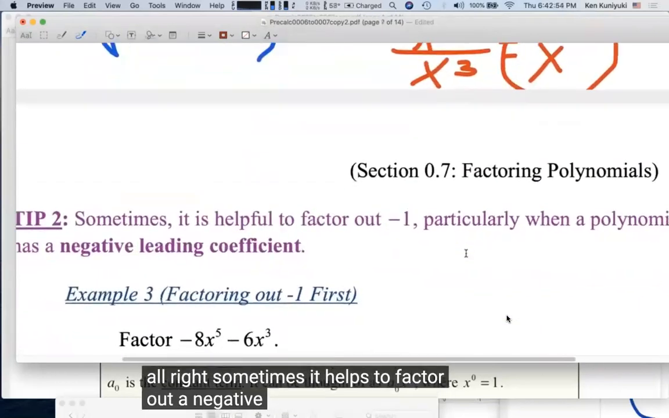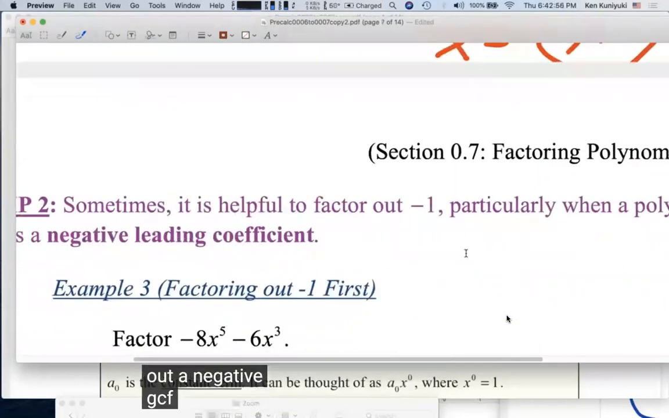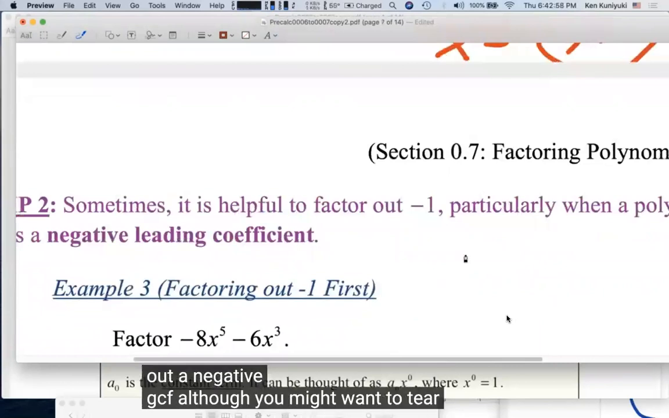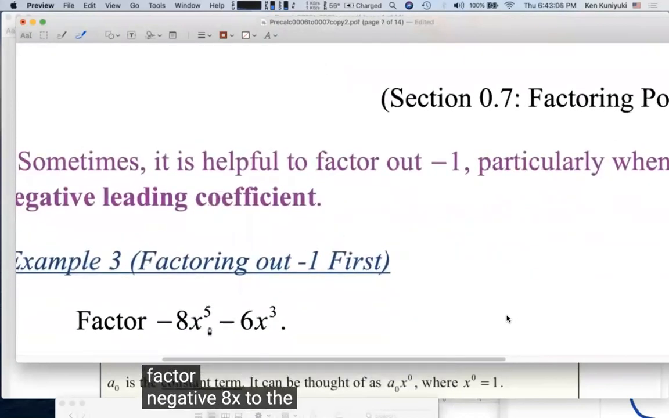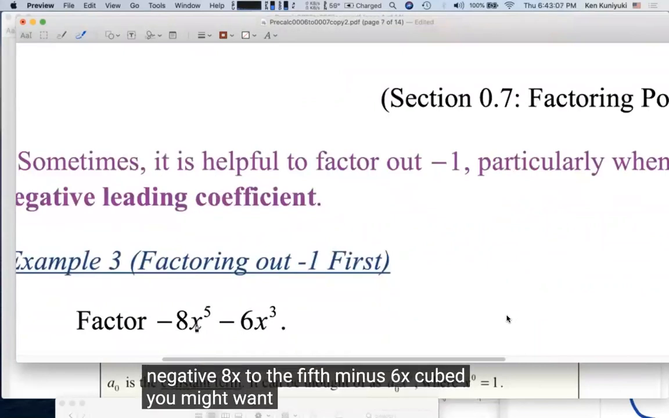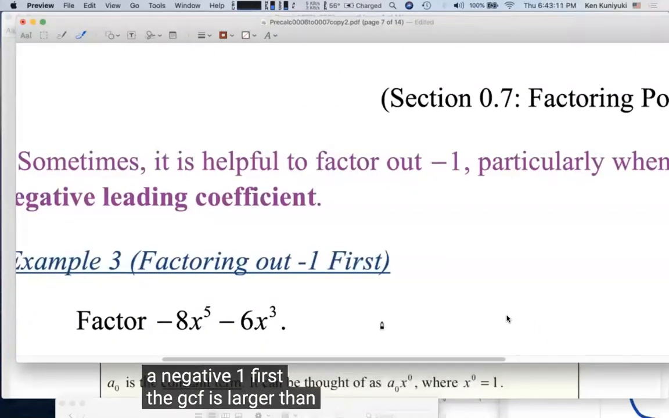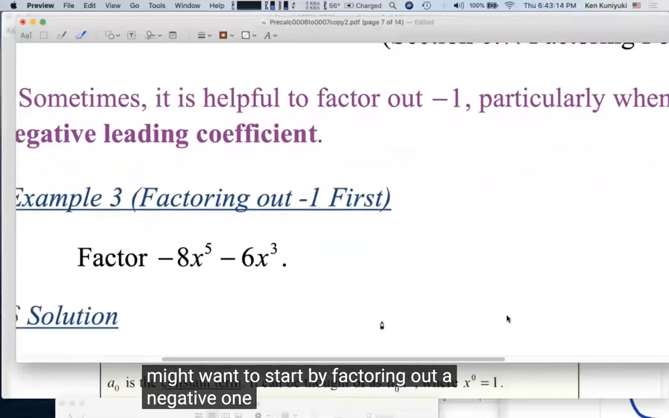Sometimes it helps to factor out a negative GCF, although you might want to tear it apart bit by bit. So for example here, if you wanted to factor negative 8x to the 5th minus 6x cubed, you might want to start by factoring out a negative 1 first. The GCF is larger than that, but you might want to start out by factoring out a negative 1.